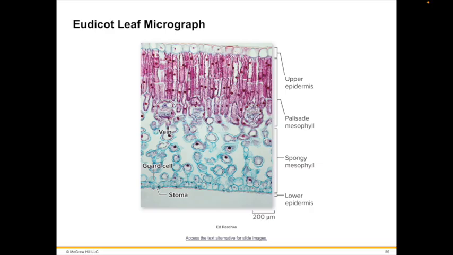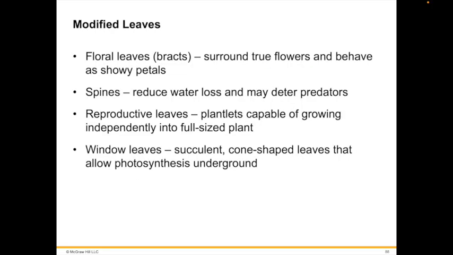And let's now end the chapter with modified leaves. As plants colonize a wide variety of environments, from deserts to lakes to tropical rainforests, plant organ modifications arose that would adapt the plants to their specific habitats. Leaves, in particular, have evolved some remarkable adaptations.